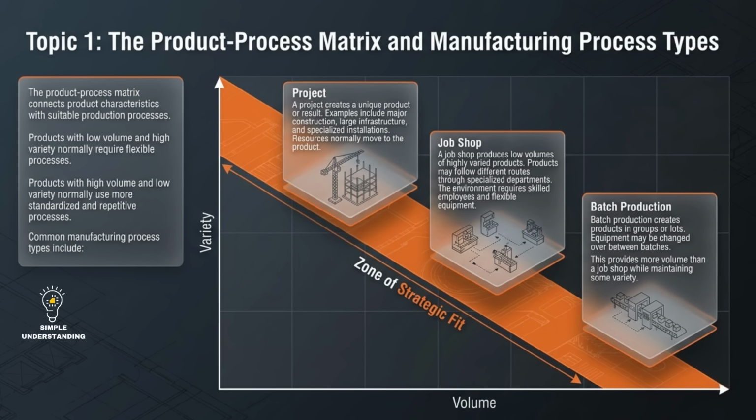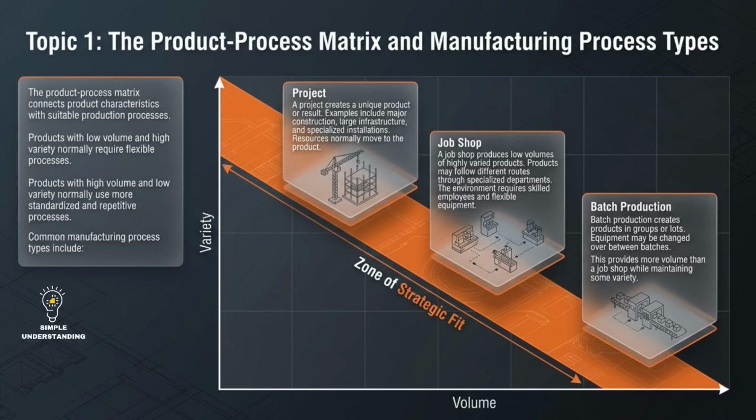Common manufacturing process types include project. A project creates a unique product or result. Examples include major construction, large infrastructure, and specialized installations. Resources normally move to the product. Job shop. A job shop produces low volumes of highly varied products. Products may follow different routes through specialized departments. This environment requires skilled employees and flexible equipment.